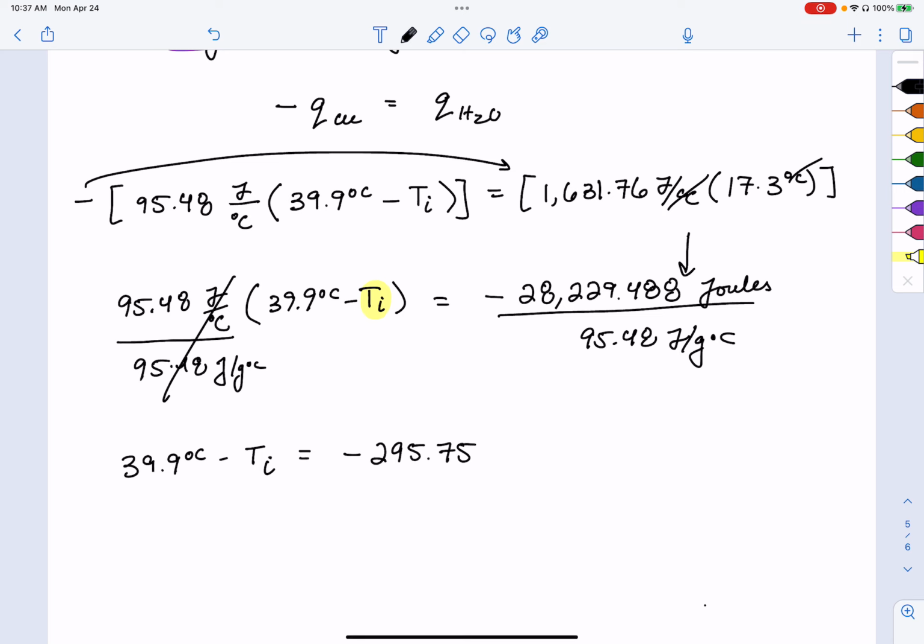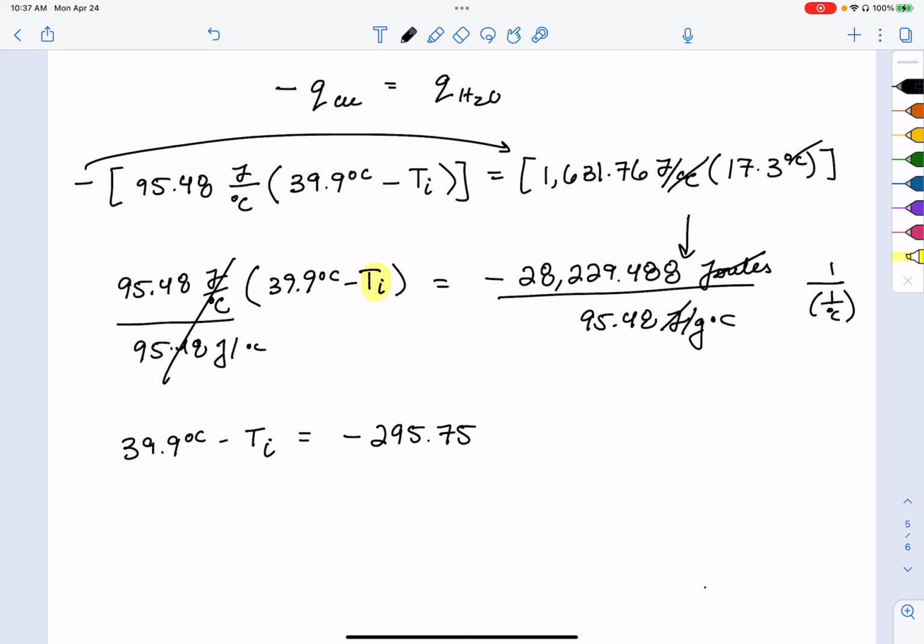295.75. And now let's look over here. So this is joules over joules, leaving 1 over, right? So we've got here 1 over gram degrees C. And I don't know why I keep adding in a gram when there's not one. So 1 over degrees C. So this would be degrees Celsius over here on the right.